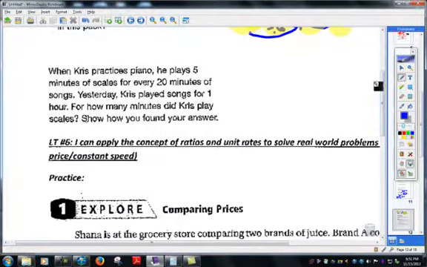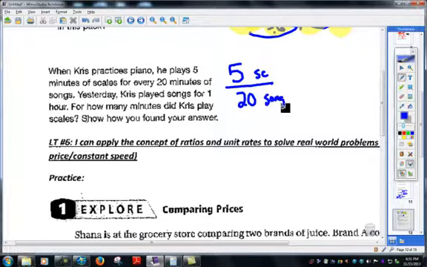When Chris practices piano, he plays 5 minutes of scales for every 20 minutes of songs. So he's got 5 minutes of scales for every 20 minutes. I don't want to use minutes because they'd both be minutes, so I'm just going to put scales and songs.